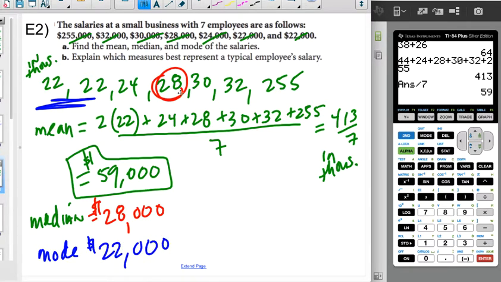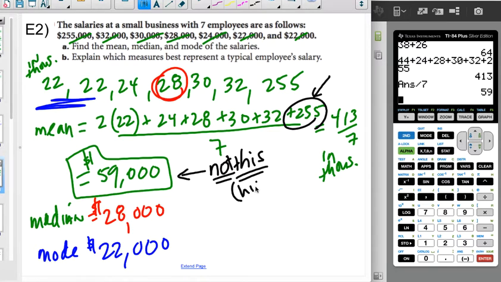Right, that's the one that occurs the most. So which one best represents the typical employee salary? The issue here is that this average is not right, because everybody at the company makes way less than this. In fact, less than half of this. The only reason this is so high is because this person makes a lot of money. So this is not a good representation, right?